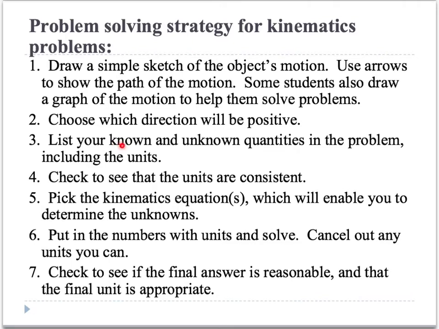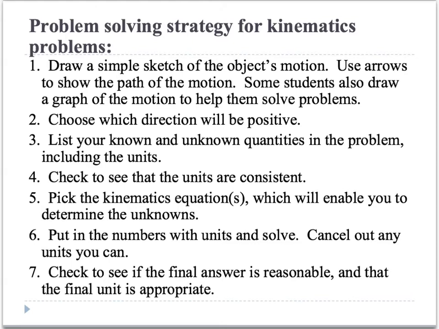Number 3, list your knowns and unknowns. Some of you will think that you don't need to do that, and again, it will get you in big trouble when you get into harder problems. So always, always, always, no matter how easy the problem is, list your knowns and unknowns. Always put the units in as well. Number 4, check to see that the units are consistent. So if they give you kilometers per hour and then ask you about the time in seconds, then you know you need to convert something. So you need to make sure your units match. In our early problems, they will match. As the problems get harder, they won't.